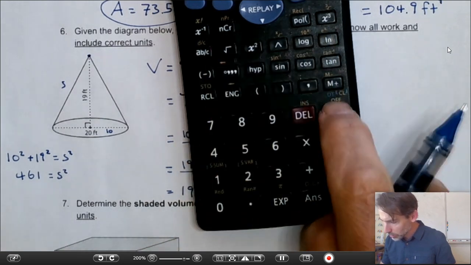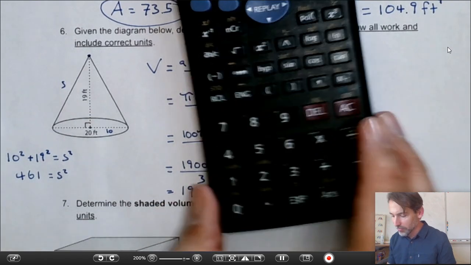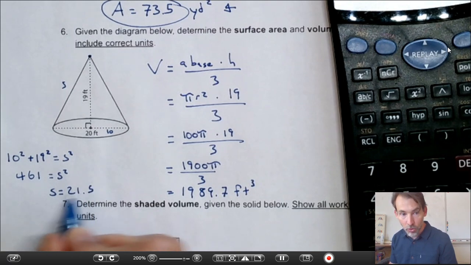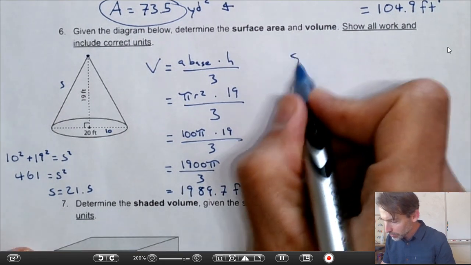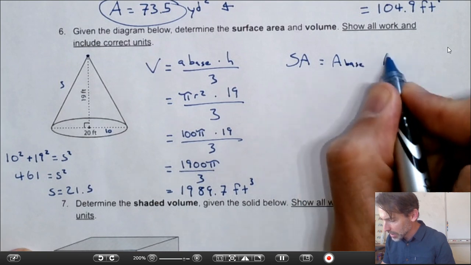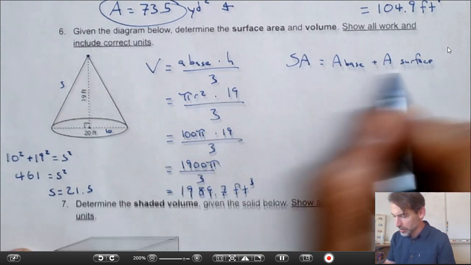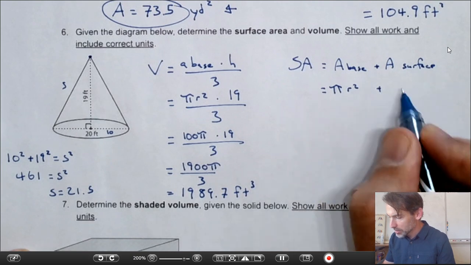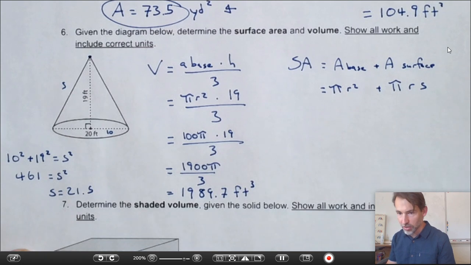461, but I take the square root of it. I write that this way. Square root of 461 equals 21.5. S equals 21.5, but I'm going to work with that number, so I'm going to keep it on my calculator. Here, surface area is equal to area of the base plus area of the surface, the cone-y surface on the side. So that's pi r squared plus pi rs. That's the surface area of that bit.